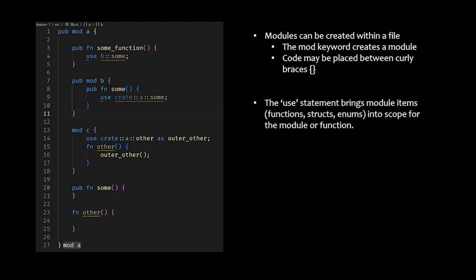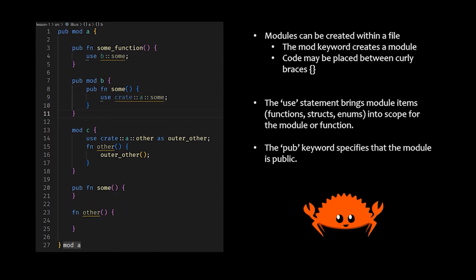The use statement brings module items, functions, structs, enums, and so forth into scope for the module or function where you're using the use statement. And we'll talk about how that works. You basically create a path to that function. You can bring one single function in a package into scope, or you can bring all of them. There's a variety of patterns for using the use statement.